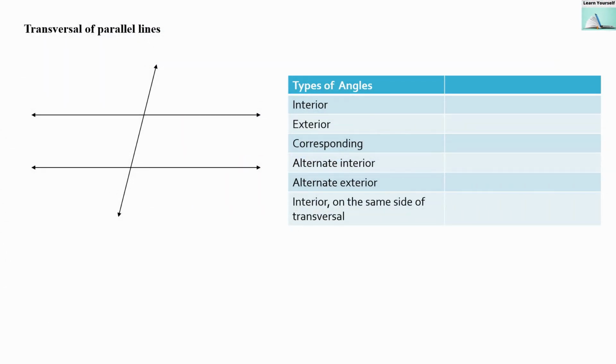Now let us understand what types of angles these lines will make. So let us give the numbering to the angles. The first type of angles are interior angles. The name itself suggests that they are in the interior of this transversal of parallel lines. Now what angles here can you see are in the interior?